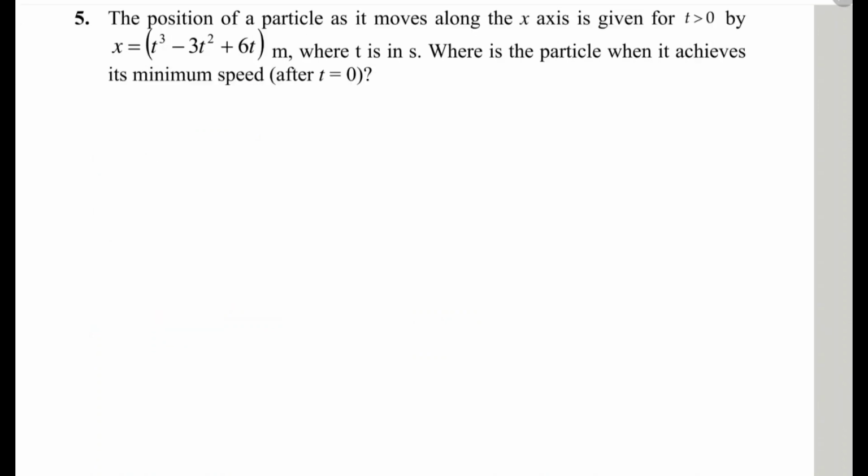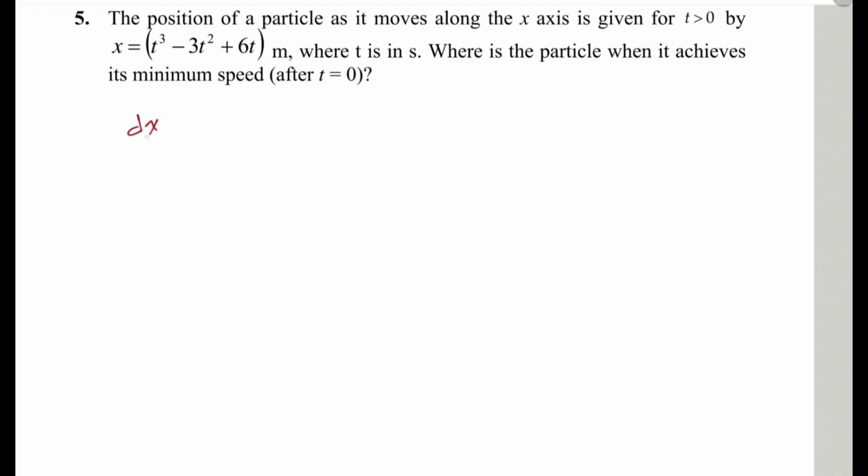The position of a particle as it moves along the x-axis is given by x equal to t cubed minus 3t squared plus 6t. It's in meters, where t is in seconds. Where is the particle when it achieves its minimum speed after t equal to 0?